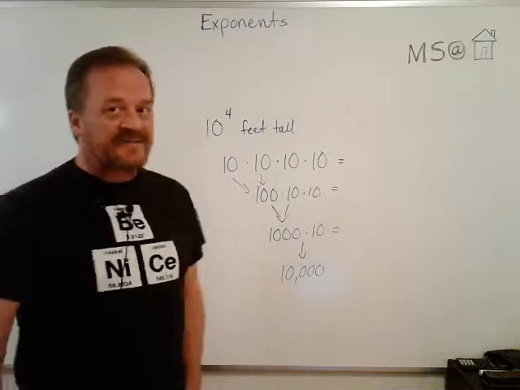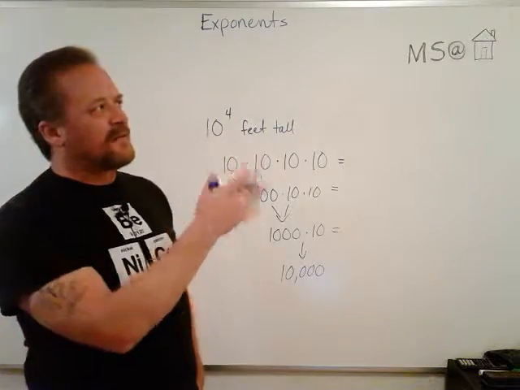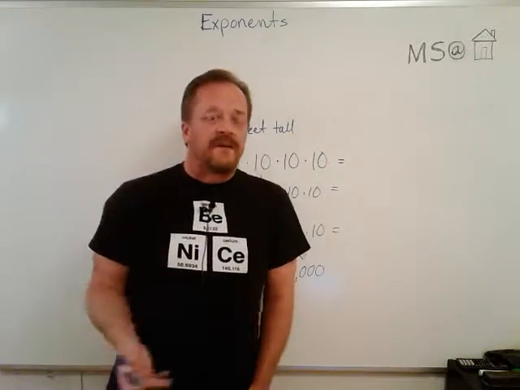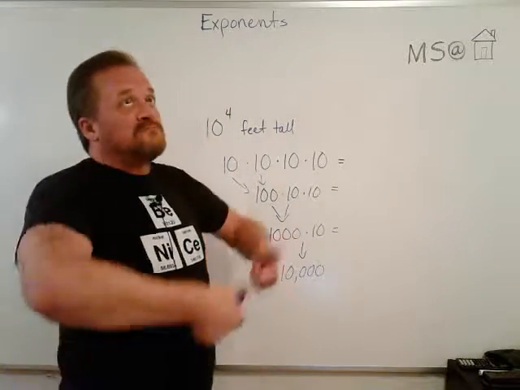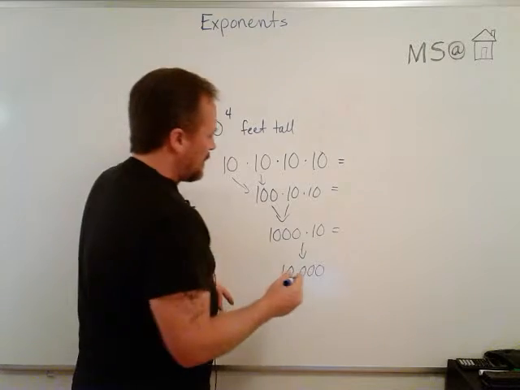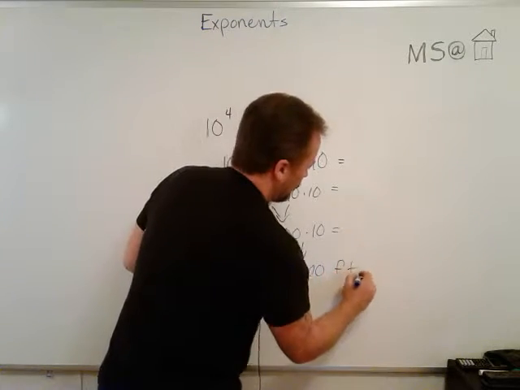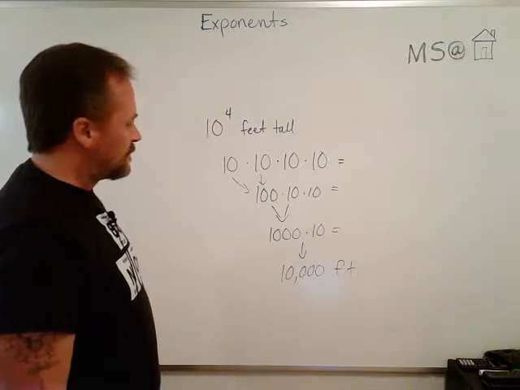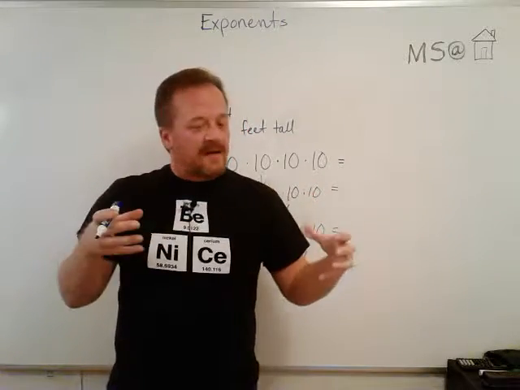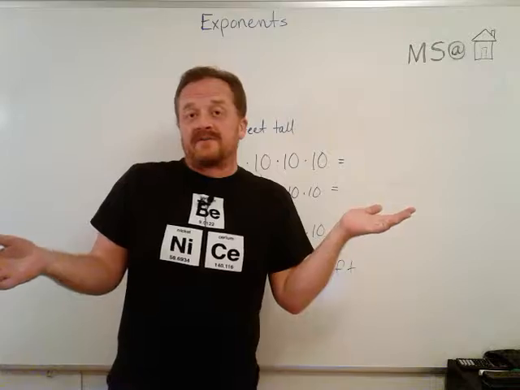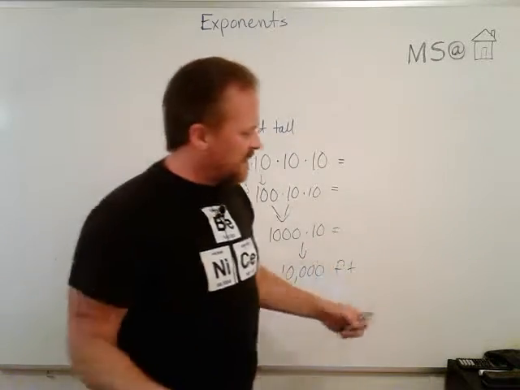Okay? Now again, I said roughly. I think those mountains are actually about 9,600 feet or something like that. But they're roughly 10,000 feet above sea level. Okay? So, that gives me an answer there. All I did when they gave me exponential form was expand it and then do the multiplication. Okay? You can do that anytime.